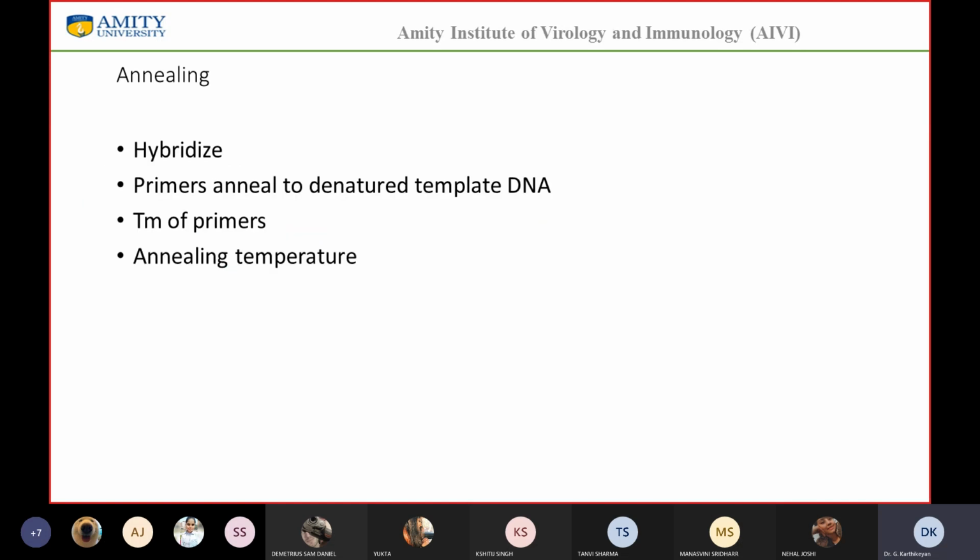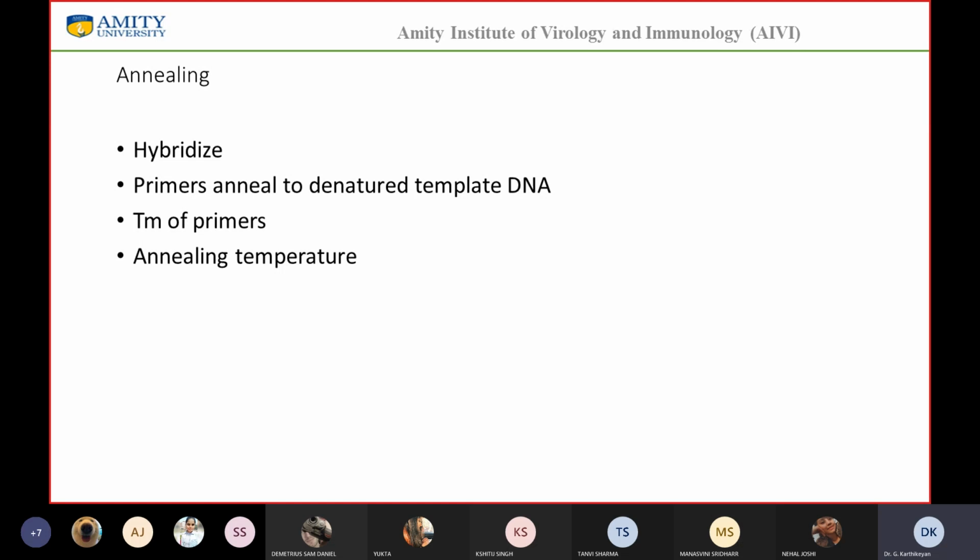After you denature, you are trying to anneal. Annealing essentially is nothing but hybridization of the corresponding complementary DNA sequences. People call them primers, some people call them oligos, but these are sequences which are complementary to the region that we are trying to amplify. So the primers anneal to the denatured double-stranded DNA, which has now become single-stranded.